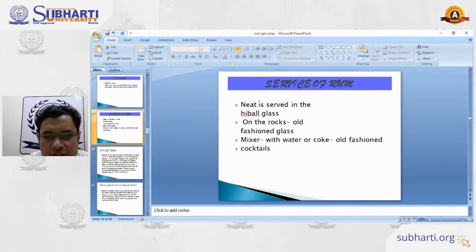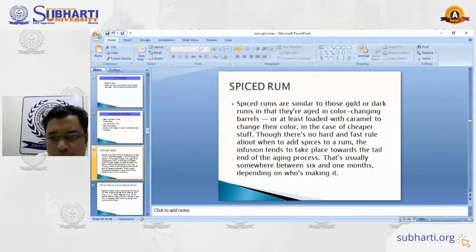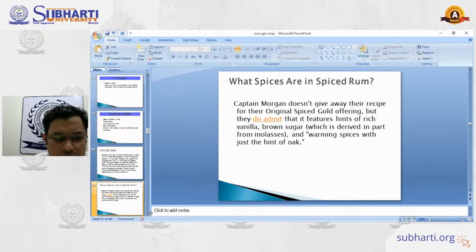Spiced rum. Spiced rums are similar to gold or dark rums in that they are aged in color-changing barrels. Either they get the color from the cask or caramel is added. Though there is no hard and fast rule about adding spice to the rum, infusion tends to take place towards the tail of the aging process. That's usually somewhere in 6 to 1 month, depending on who's making it, or which brand is making that rum.